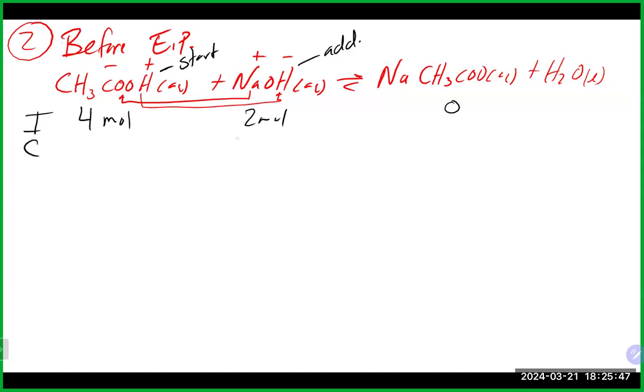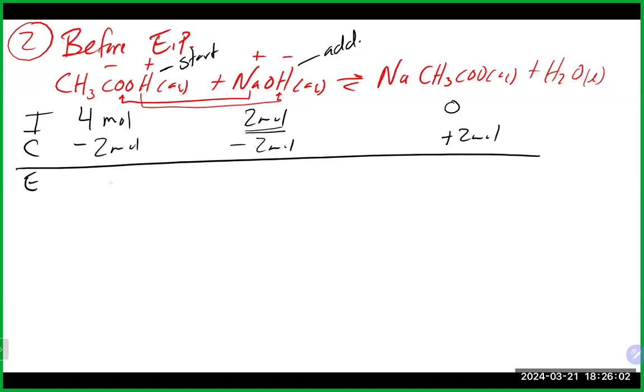This means that at this point, it is the sodium hydroxide that is the limiting reagent, which means this will be -2, -2, and +2 moles. That means that when I reach equilibrium, I have 2 moles, 0, and 2 moles of this one right here. Any questions so far?